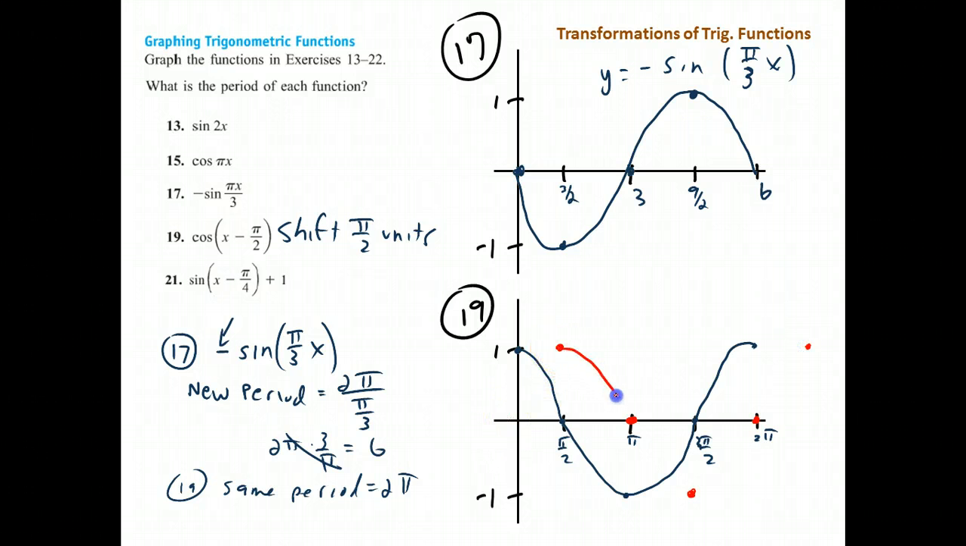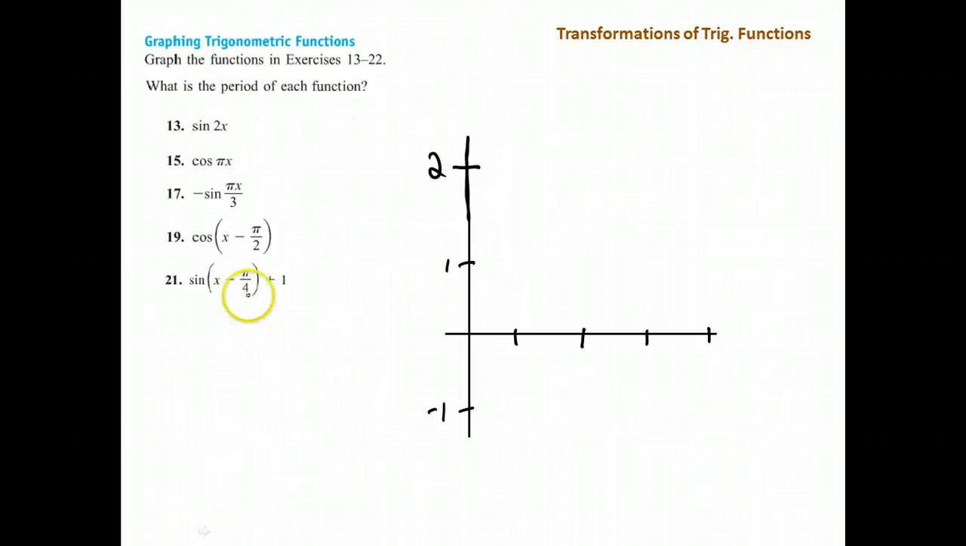And so we take and shift pi over 2 units. To the right. Yes, pi over 2 units to the right. Because it's negative. Okay. And then finally, number 21. And in 21, we have a shift, both in directions, a phase shift and a vertical shift.